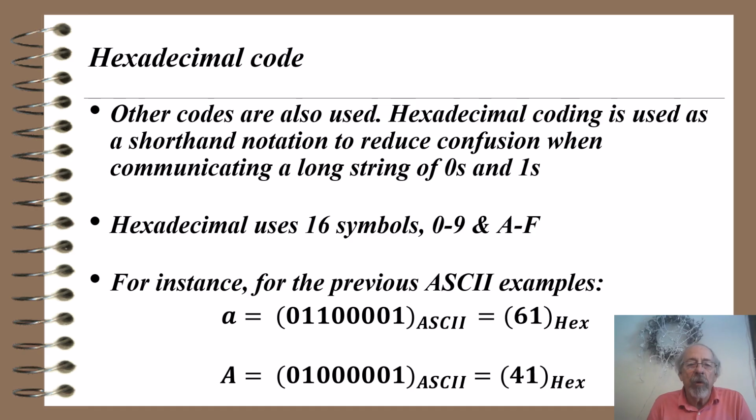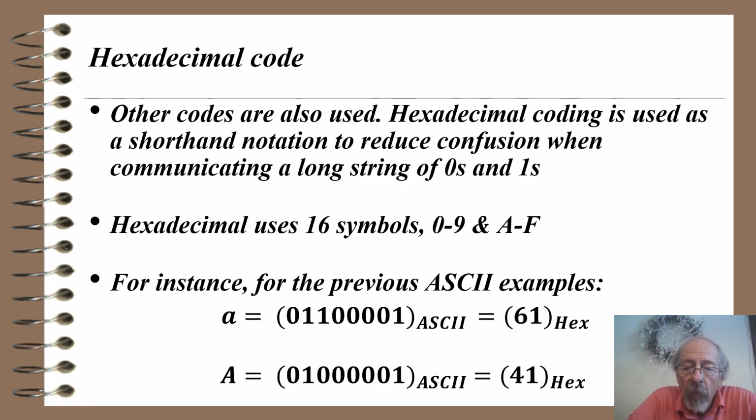What about hexadecimal code? Other codes are also used. Hexadecimal coding is used as a shorthand notation to reduce confusion when communicating a long string of zeros and ones. So hexadecimal uses 16 symbols, 0 through 9 and A through F. For instance, for the previous ASCII examples, lowercase a, which is equal to that binary combination in parentheses in the middle, that ASCII code is equal to 61 in hexadecimal.